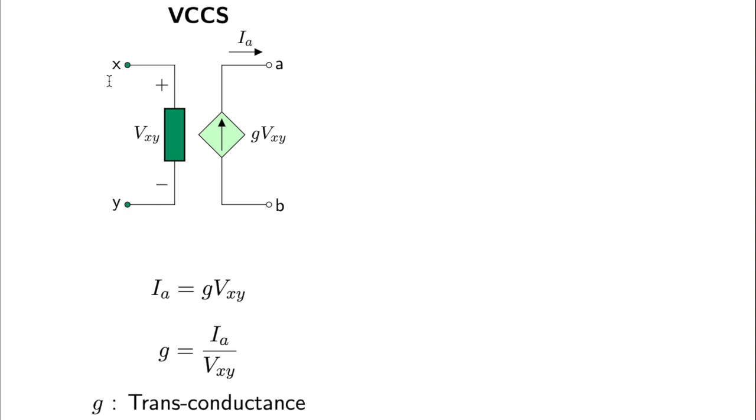Voltage controlled current source. Here the controlling parameter is the voltage Vxy. The source value is Ia, which is a current. When you write this in equation form and take the dimensions into account, G has the dimension of current upon voltage, which is conductance. As mentioned previously, it is not an actual conductance present, so the nomenclature is transconductance. The famous example is the MOSFET.